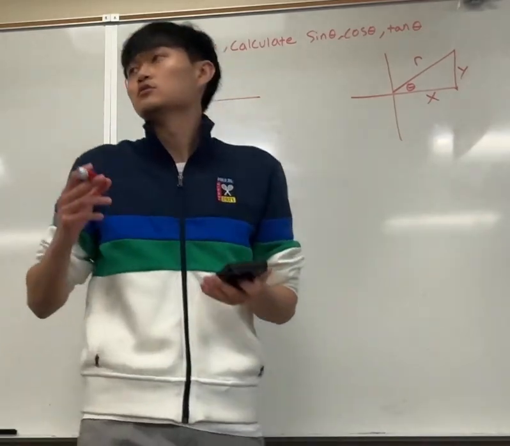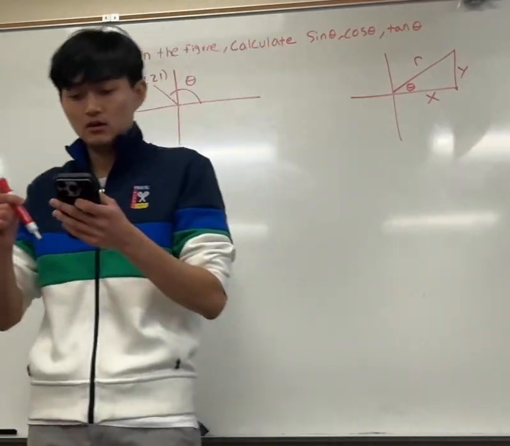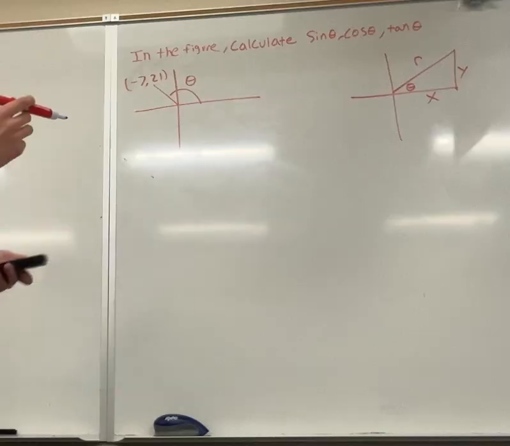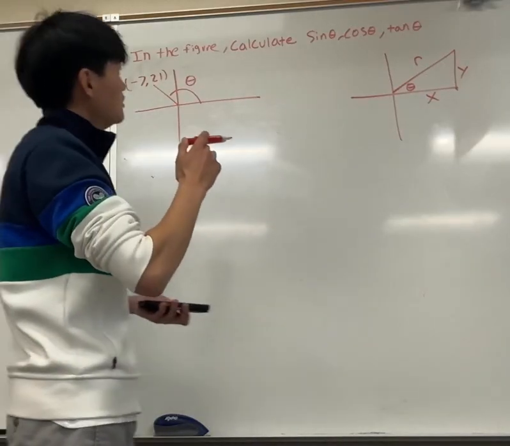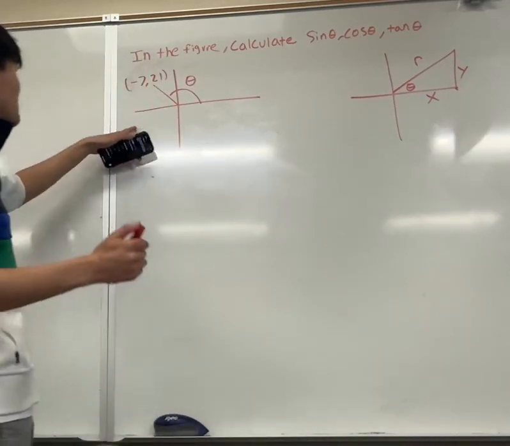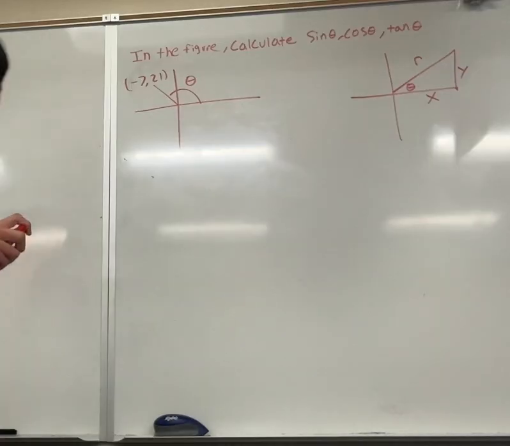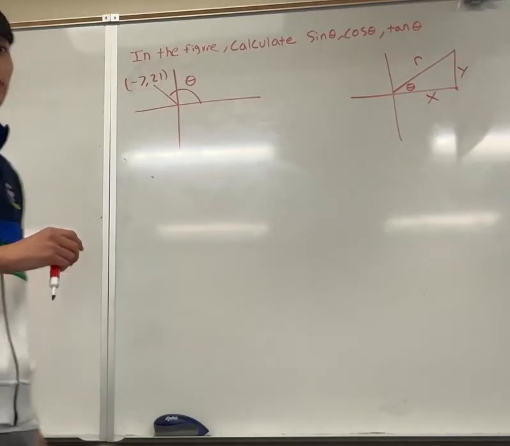Okay, so we're gonna do the first problem here. It says in the figure calculate sine, cosine, and tangent. So you're given this graph on the unit circle, with the point -7, 21. We have to calculate sine theta, cosine theta, and tan theta. So before we do anything, we need to solve for r.